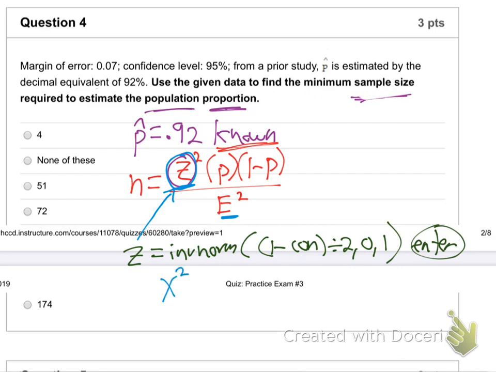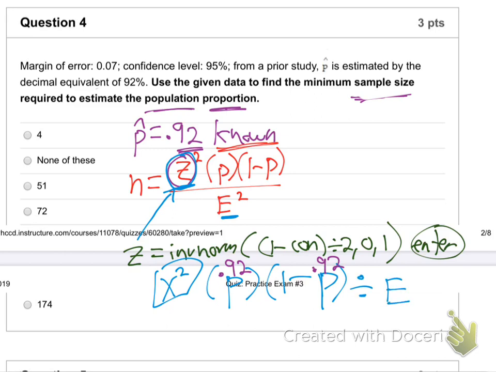So I'm going to hit x squared right now, and then I'm going to go parenthesis p, and parenthesis 1 minus p, and p is 0.92. 0.92 and 1 minus 0.92. And then divided by e, and then hit squared right after the e.